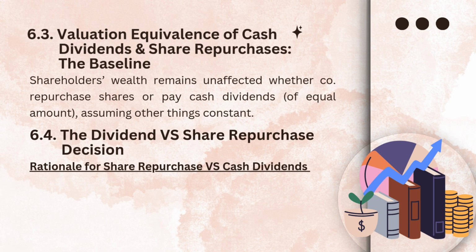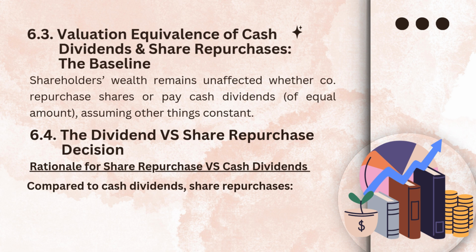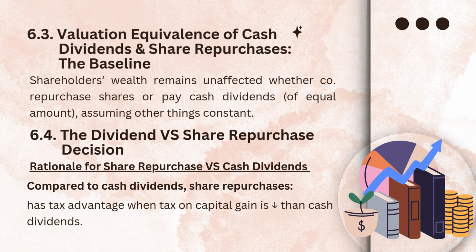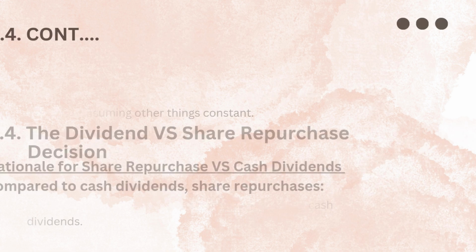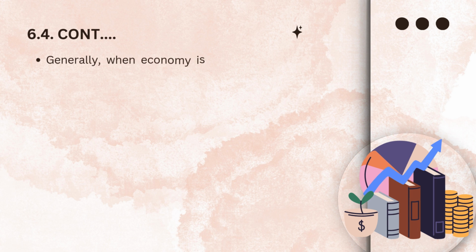Rationale for share repurchase versus cash dividends. Compared to cash dividends, share repurchases have a tax advantage when the tax on capital gains is lower than on cash dividends. Generally, when the economy is strong repurchases go up, and in recession they go down in value.